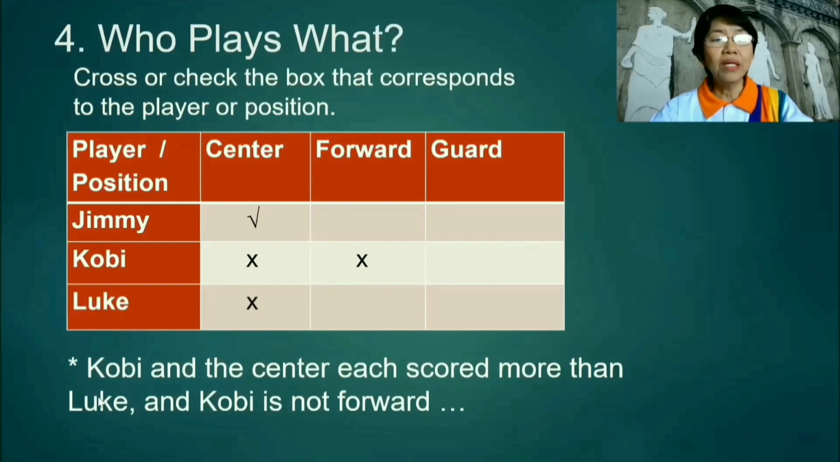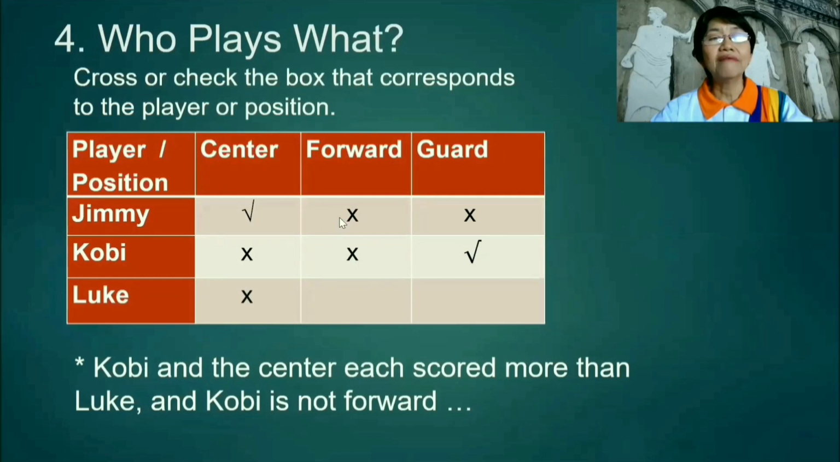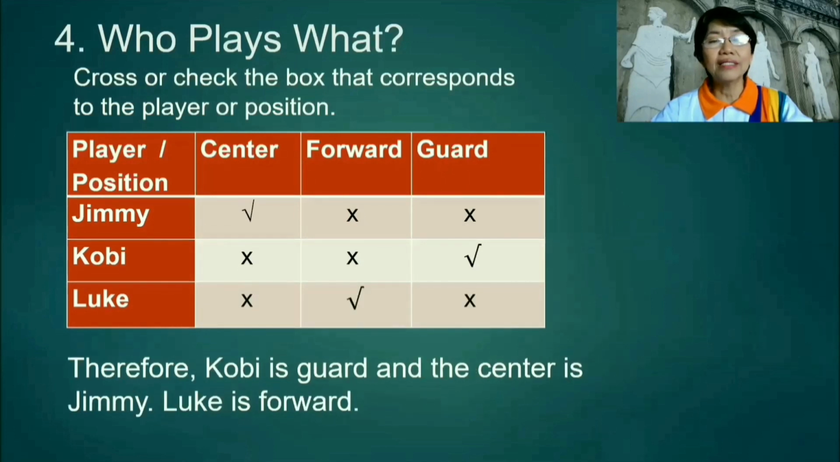And also, Luke scored more than the center. So, Luke cannot be the center, so you put an X here, and therefore, the only choice is that Jimmy is the center. So, we have Jimmy here, and so Jimmy is not forward, you put an X here, and Jimmy is not guard, put an X here. Kobe is already a guard, and so Luke is what? Luke cannot be the guard, so we put another X under the guard, so Luke is forward.